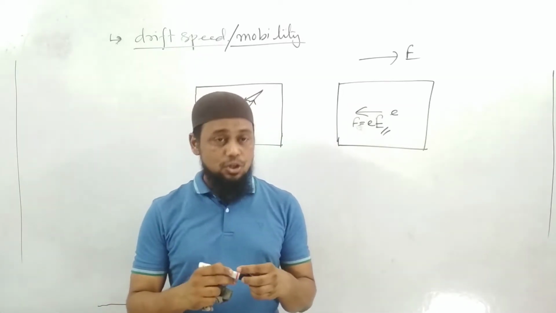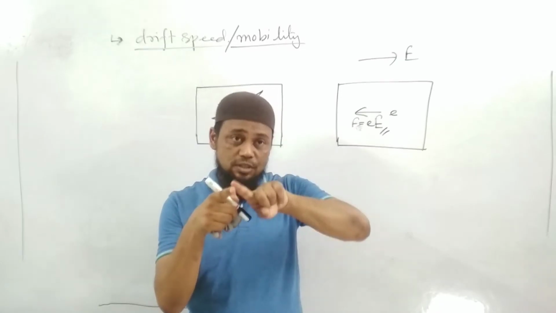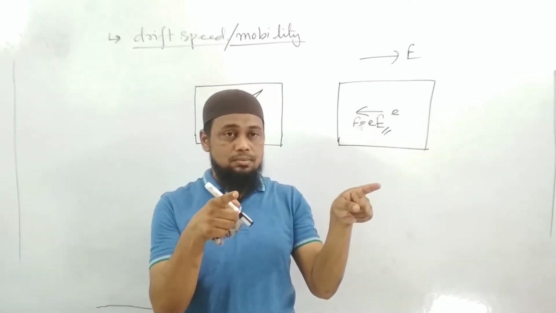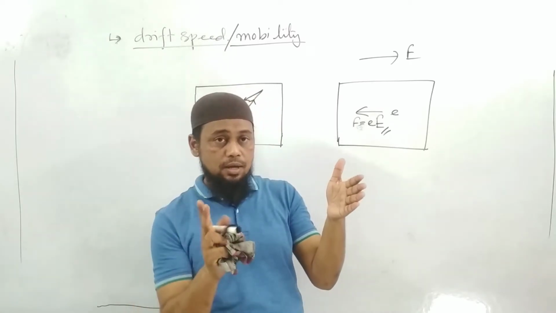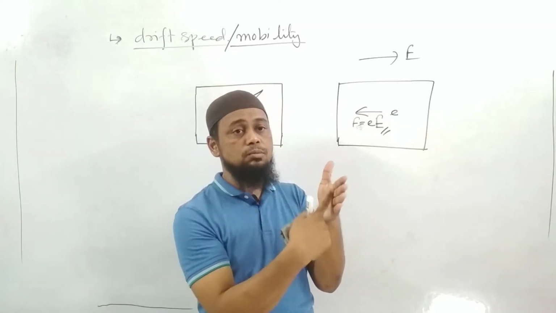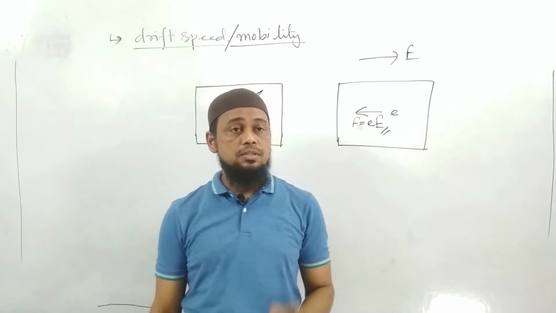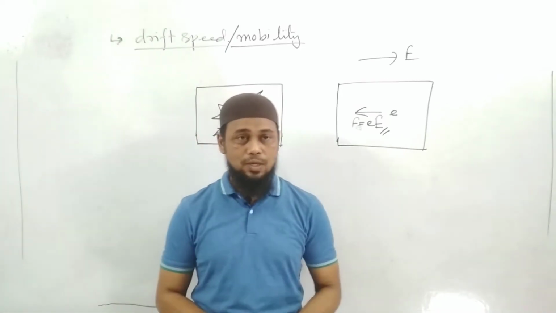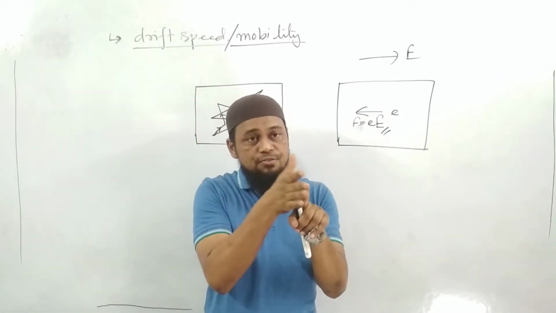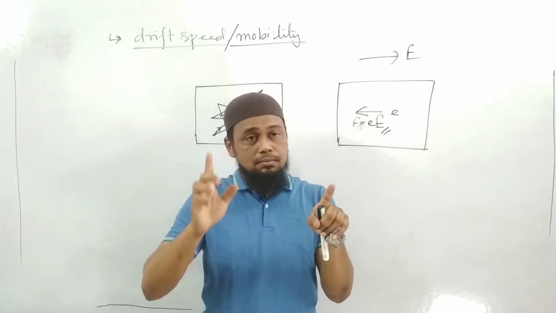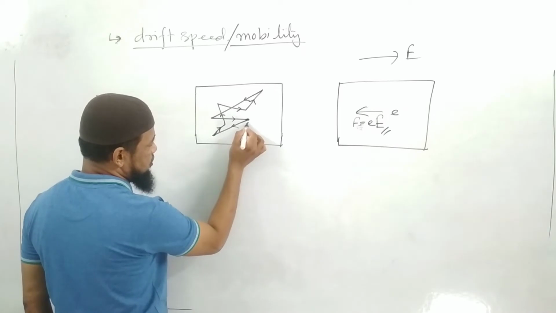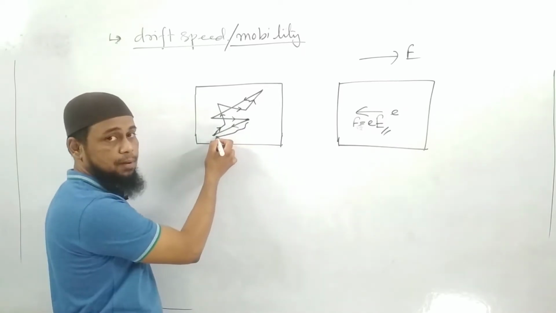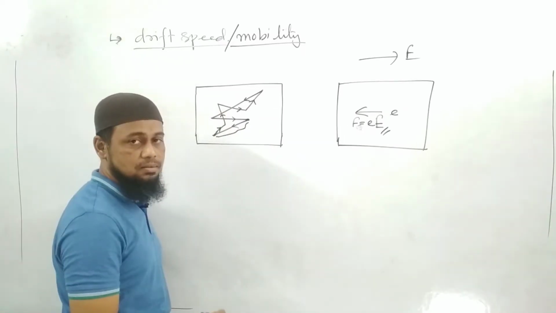The time between one collision and the next collision, the time between two successive collisions, is called relaxation time. And this path is called the free path. For example, there is one collision here, another collision here. This particular path will be called the free path, like the way we have discussed in gases, free path.